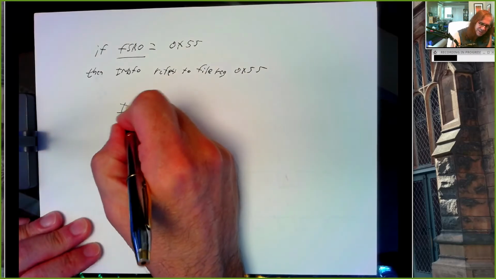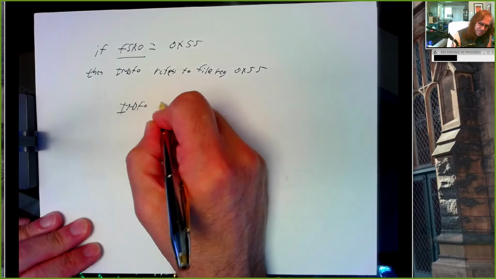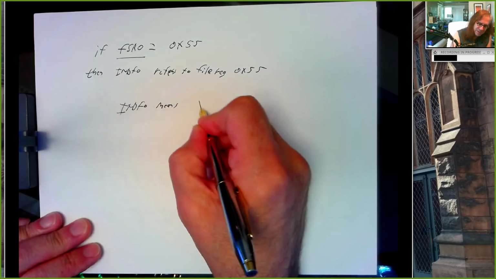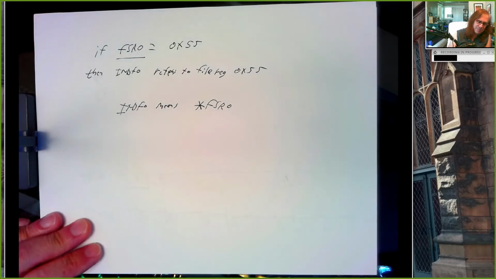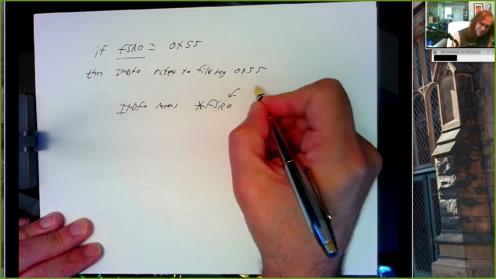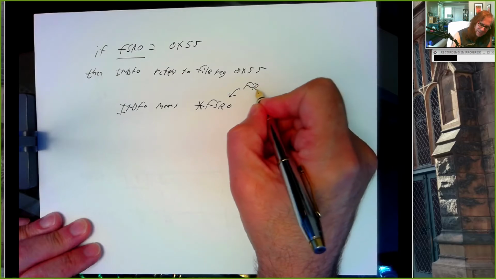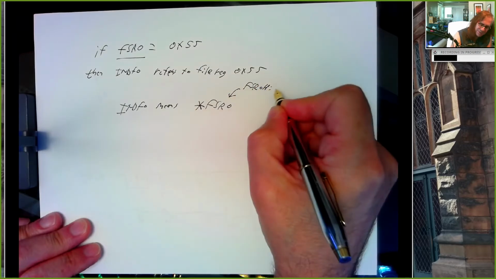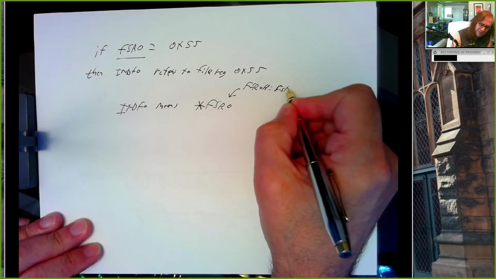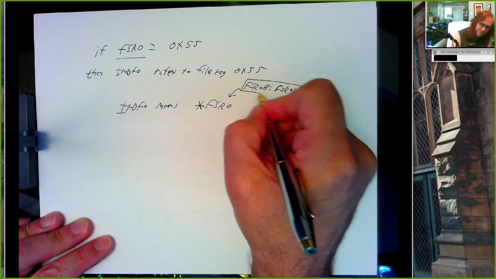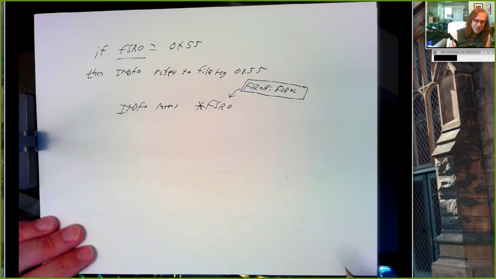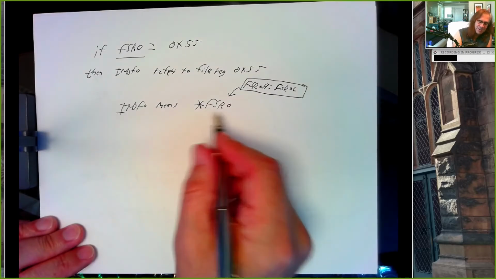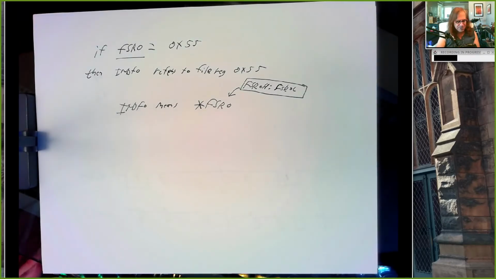And so INDF0 means the thing pointed to by FSR0. And remember, FSR0 is really FSR0H followed by FSR0L. So it's a 12-bit number because it's the address of a file register. So INDF0 refers to the thing pointed to by FSR0.